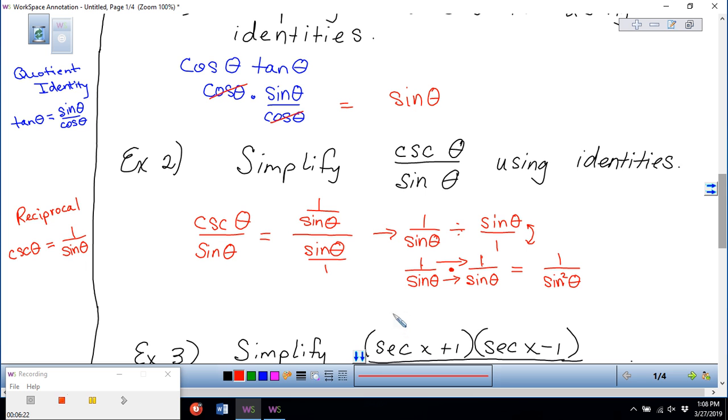And then my last step, I would like to get rid of the fraction that you see here. So I'm going to take 1 over sine squared of theta, and I'm going to use another reciprocal identity, which says, it's the same one we started with, 1 over sine of theta is equal to cosecant of theta. So 1 over sine squared of theta is going to be equal to cosecant squared of theta. This is my final answer. Go ahead and pause and record this example, and then we'll move to example 3.